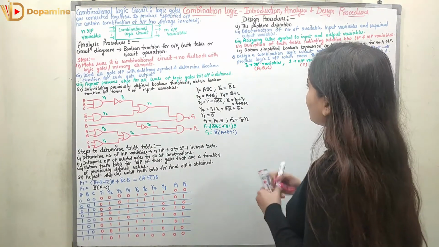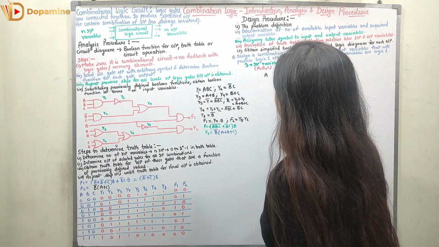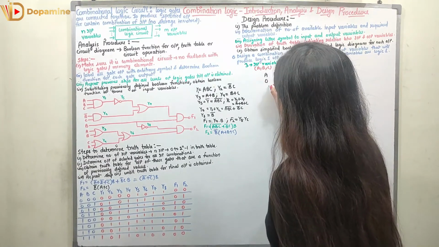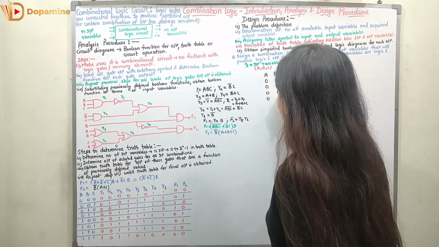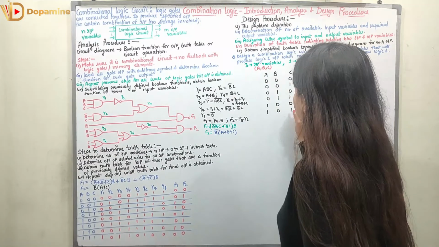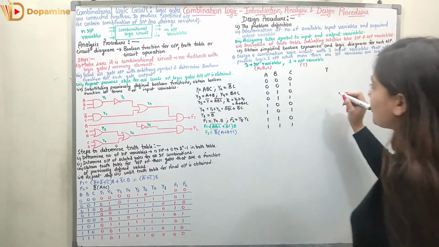So first of all, I am going to the truth table. So here in the truth table, I have 3 input variables and 1 output variable. So the possible combinations could be 000, 001, 010, 011, 100, 101, 110, 111. So these are all the possible combinations.